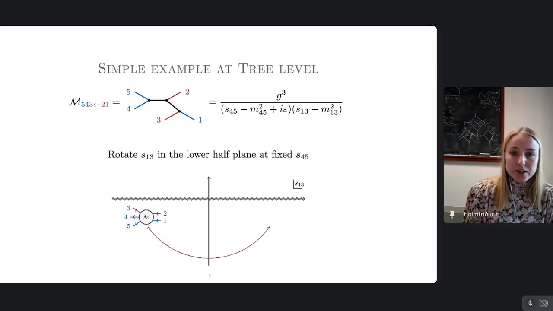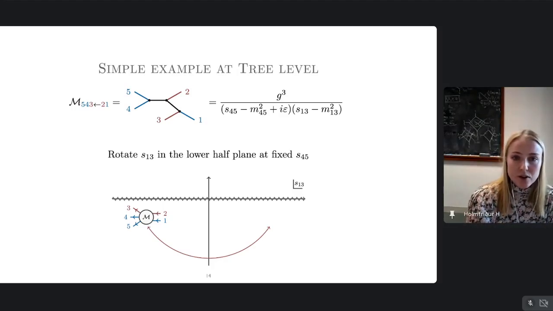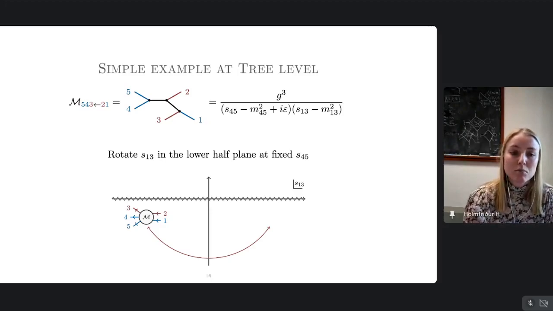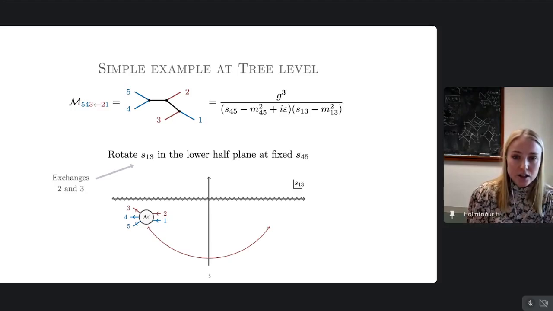In any case, what we're going to do here is start with this amplitude where we take 1, 2 to be incoming and 3, 4, 5 to be outgoing, meaning that S1,3 is actually space-like. So we start with a negative S1,3, and we rotate S1,3 in the lower half plane at fixed S4,5. This might seem a bit ad hoc right now, but it exchanges particles 2 and 3 if we do this rotation at fixed S4,5. And we'll see later why this is motivated. For now, let's just try to do it and see what happens.